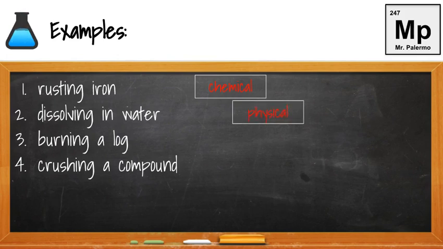Burning a log. When we burn something, we're creating a new substance. So that would be chemical. And last one, crushing a compound. When you crush something up, it's still the same substance, just in smaller pieces, kind of like tearing up paper, and that would be a physical change.